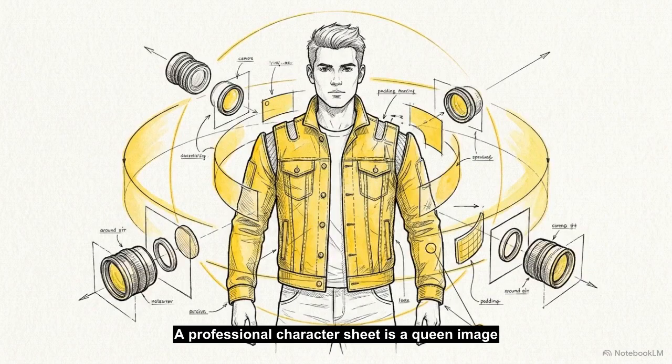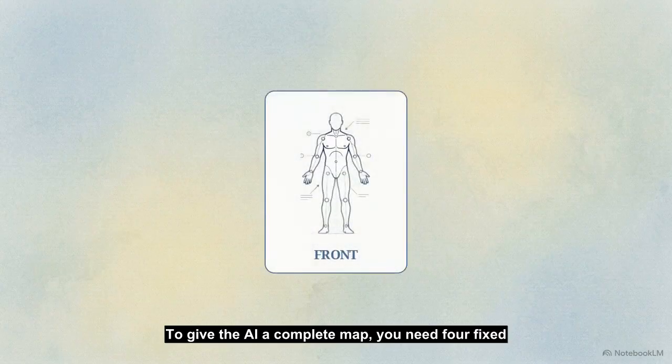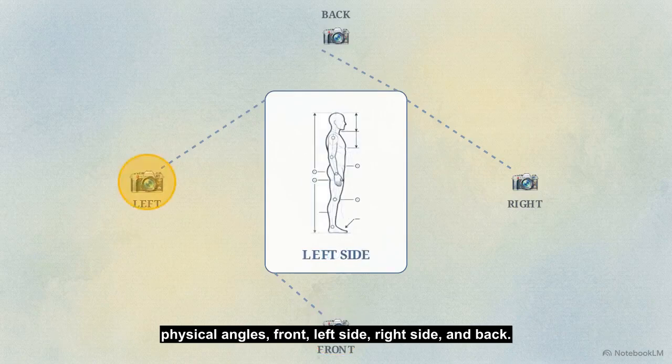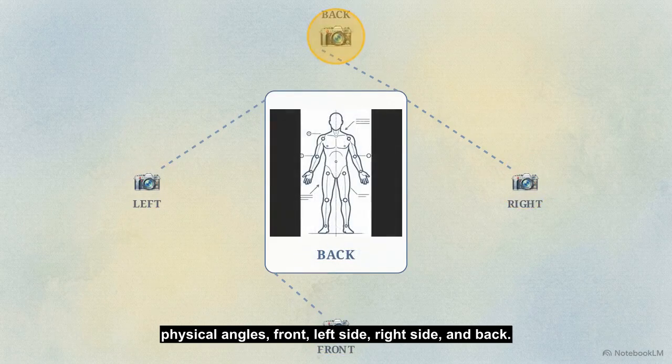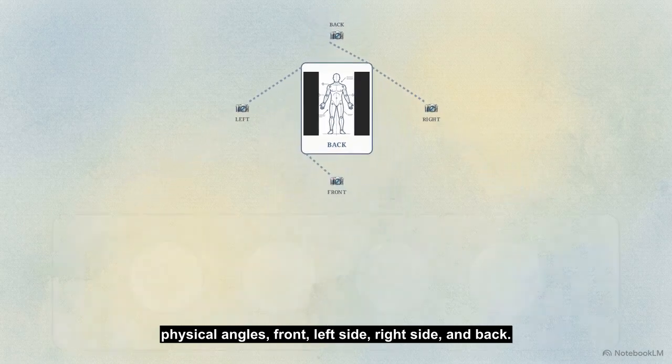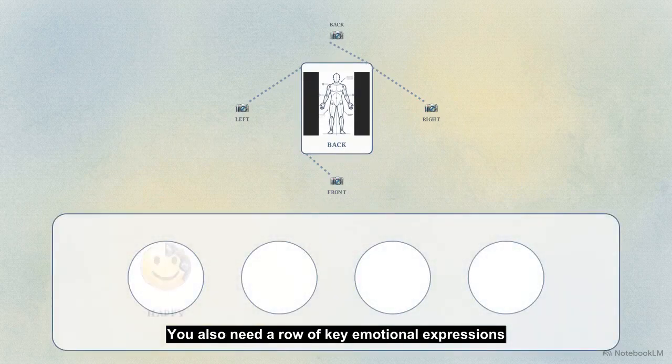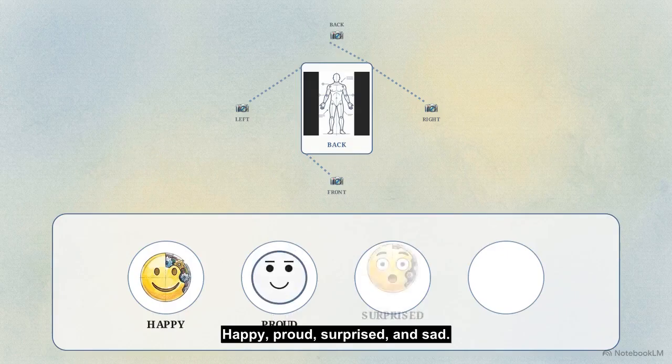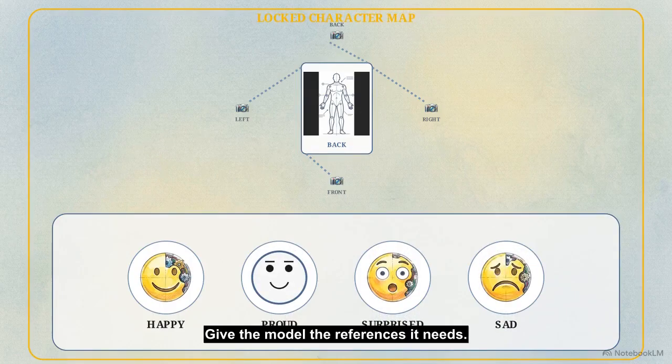A professional character sheet is a clean image showing your exact character against a neutral background. To give the AI a complete map, you need 4 fixed physical angles: front, left side, right side, and back. You also need a row of key emotional expressions to map the face. Happy, proud, surprised, and sad give the model the references it needs.